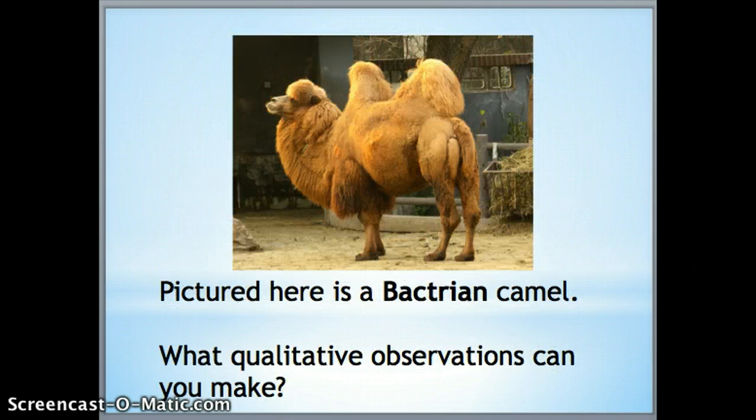Pictured here is a Bactrian camel. What observations can you make about the Bactrian camel? Or rather, what qualitative observations can you make about the Bactrian camel? Write down as many as you can. You should do at least 3, but if you did 5, that would be awesome.